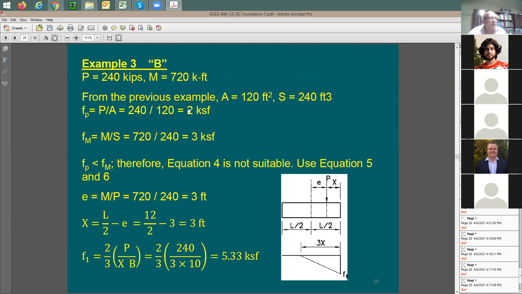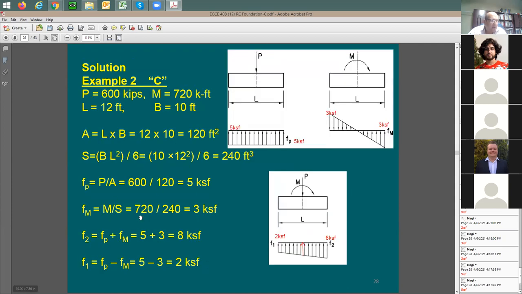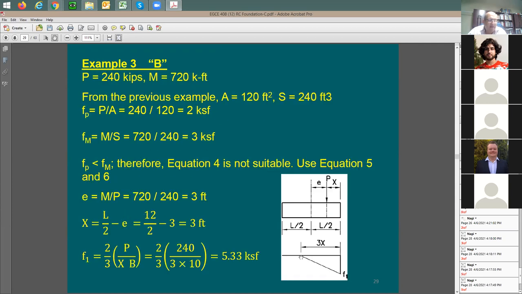Now here's the trouble I'm in. The amount of axial load to balance the footing, which means the stress at one side, is going to be lower than the value for the flexure stress. Now I cannot use the standard equation, the regular equation. Instead, I'm going to have this triangular distribution, and I can use these equations, equation 5 and 6. So I need to figure out the eccentricity, which is this E.